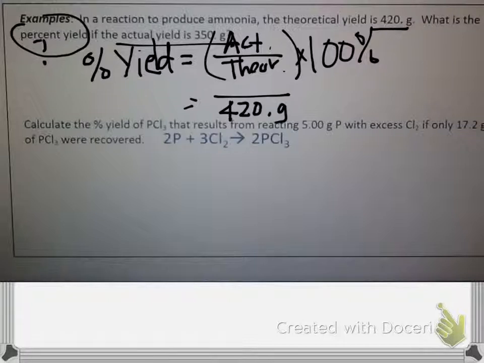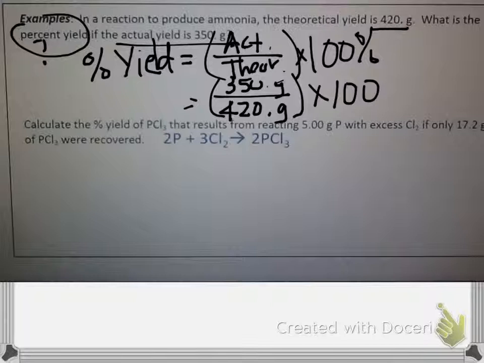The actual yield was 350 grams. So 350 divided by 420 times 100. All right, let's get our calculator out. I've got 350 divided by 420 equals 0.83333 repeating, times 100.